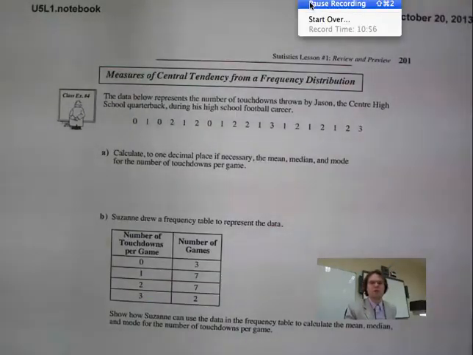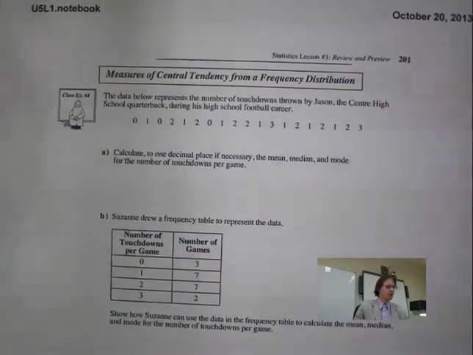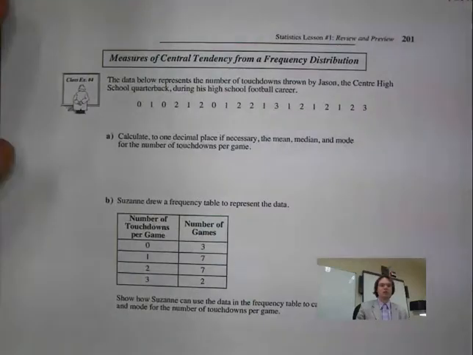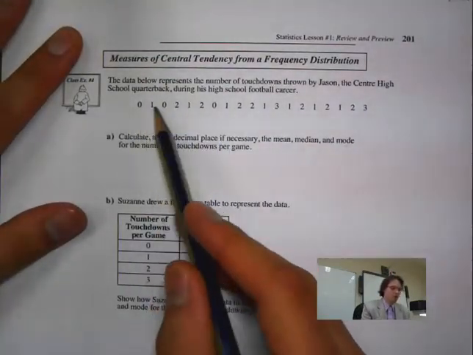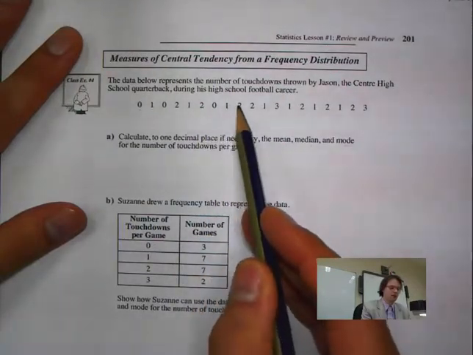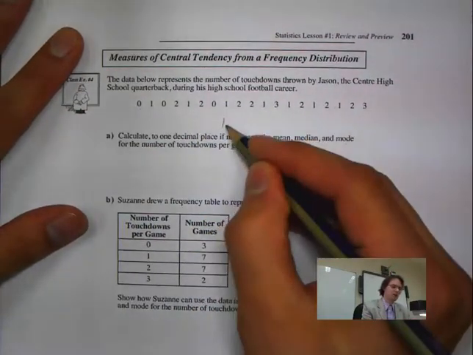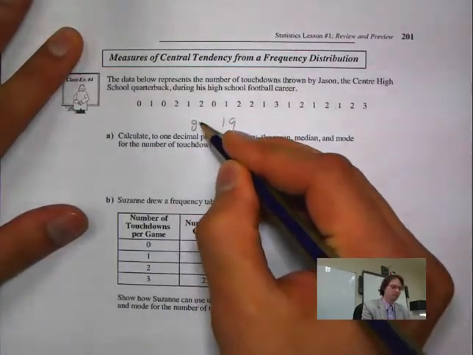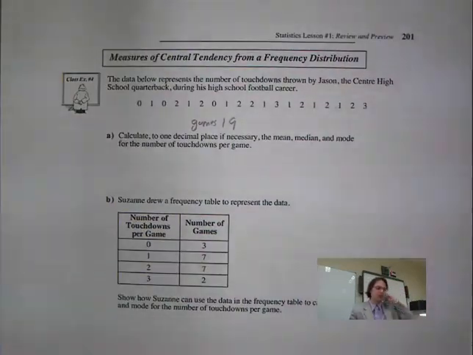Sorry about that. There we go, that should be clear. So we take a look at this. First of all, I want to figure out how many games we played. We played 1, 2, 3, 4, 1, 2, 3, 4, 5, 6, 7, 8, 9, 10, 11, 12, 13. We have 19 games played. Okay? Calculate to one decimal place the mean, median, and mode.